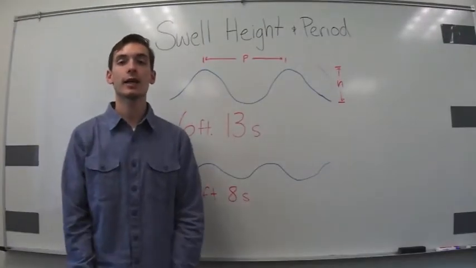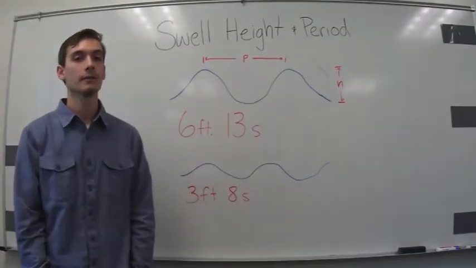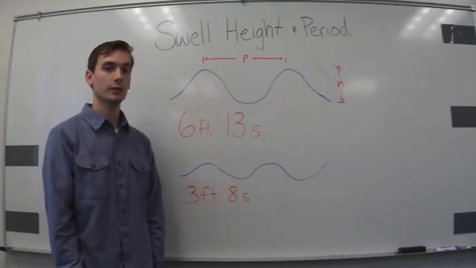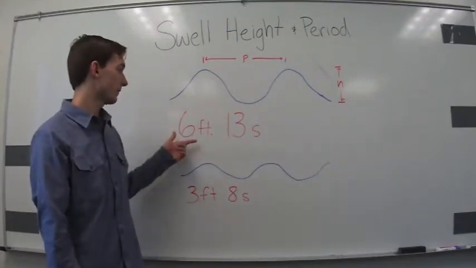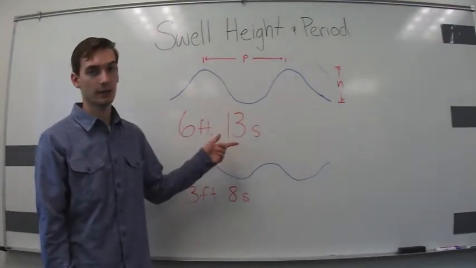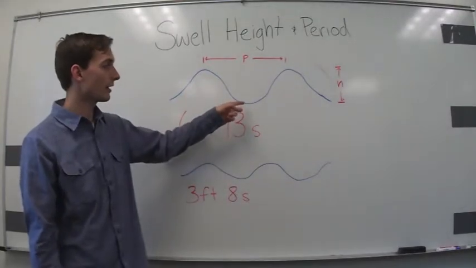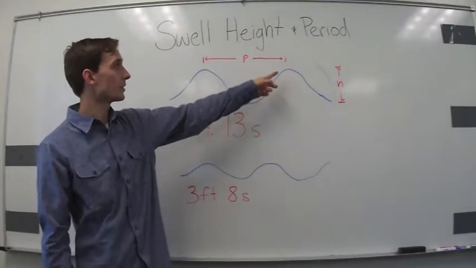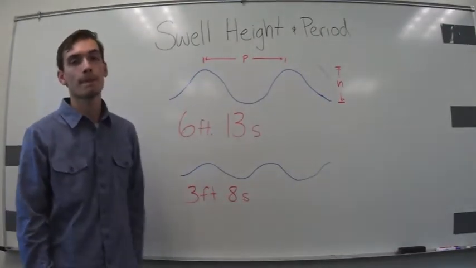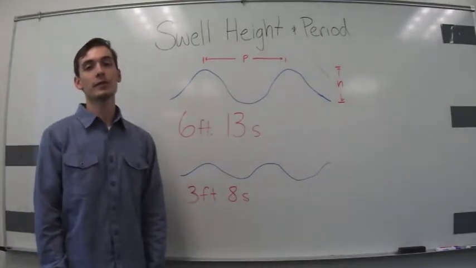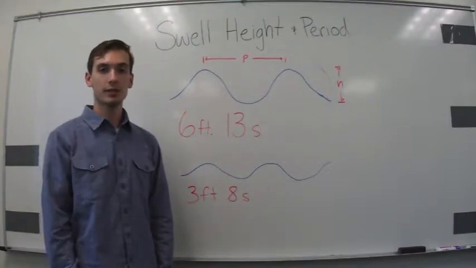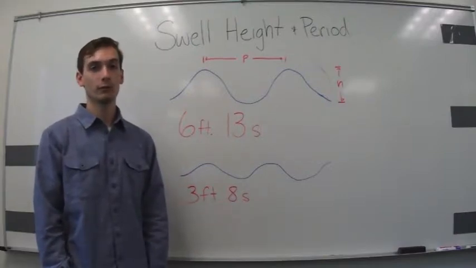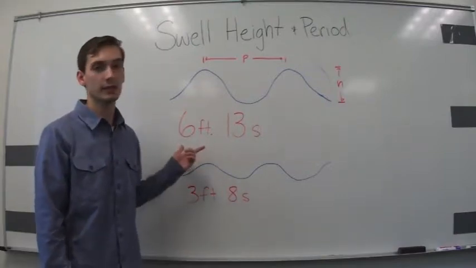The next thing to look at is swell height and period. On a surf forecast, it'll tell you, for example, a swell is 6 feet at 13 seconds. 6 feet being the height from the trough to the crest, and 13 seconds being the time between 2 crests. Now, these measurements are taken by offshore buoys, so it doesn't necessarily mean that the wave, when it crashes at the beach, is going to be 6 feet high.